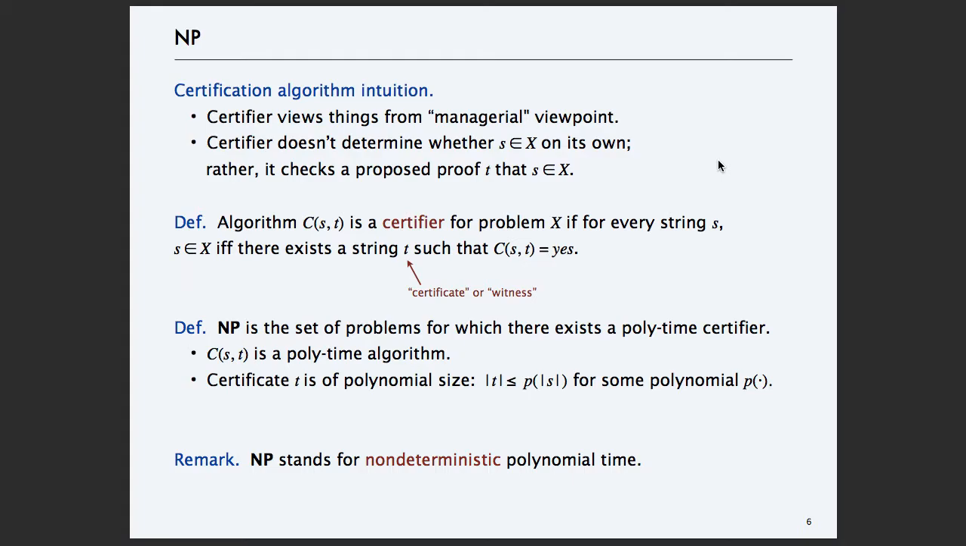T is, here's the solution. Does that make sense? So rather than me having to go find the solution, I just verify that that solution is true. Potentially, I could cheat. For simple problems, I may say I don't care what T is, I'll go find the solution because I know I can do it in polynomial time. But does that give us more power? Are these problems easier than P?